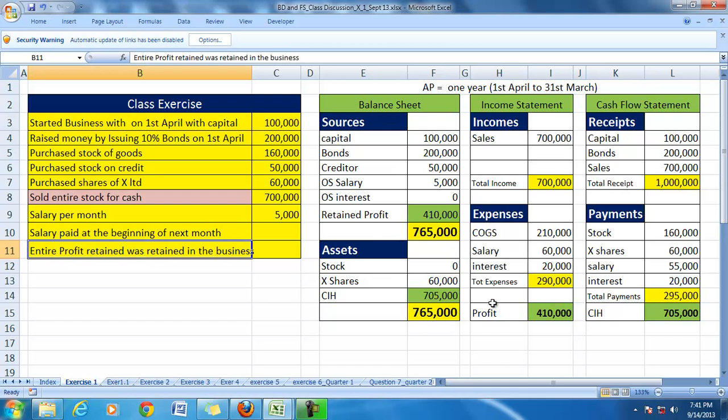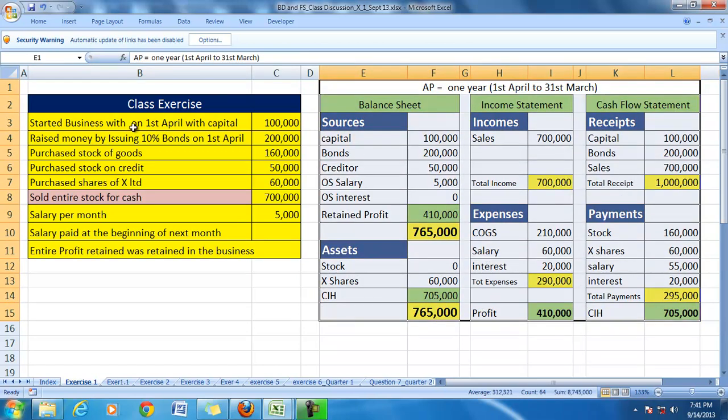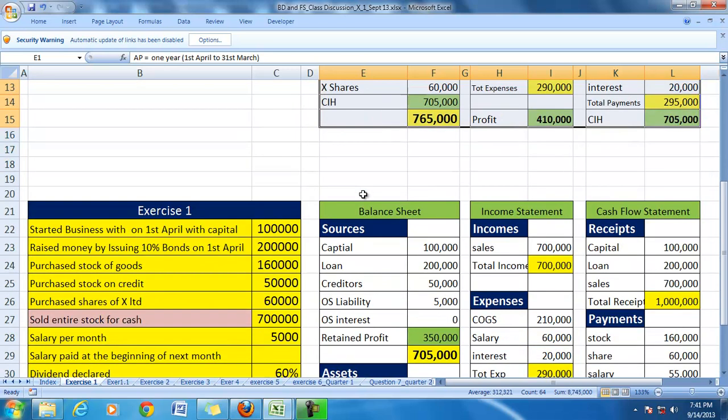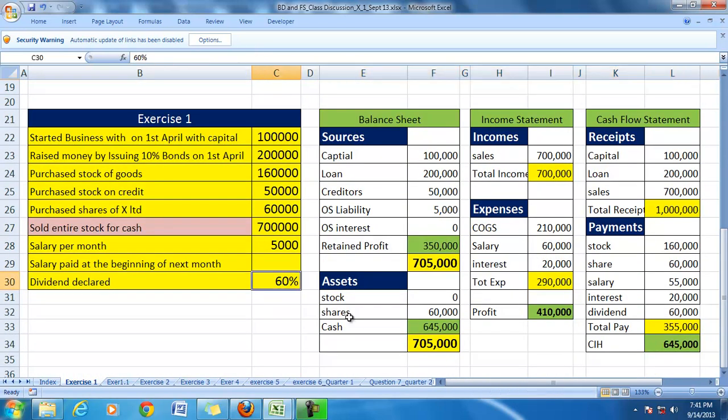So if a company decides to give dividend or distribute profit, what will be the effect on the financial statement? We continue with the same exercise, but we just say that the company declares a dividend of 60%. By default, the dividend is always calculated on the capital. So 60% of the capital has been declared as a dividend and distributed among the shareholders in the form of cash. The dividend comes into picture after determination of profit.